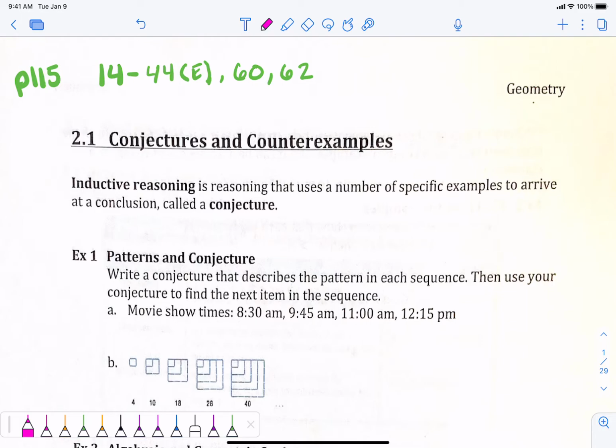Okay, so we are starting chapter 2, and this is the homework assignment for 2-1. It is out of the book. There are a couple times throughout this chapter that we will be on worksheets, like when we're doing graphs and stuff. But this one's out of the book.